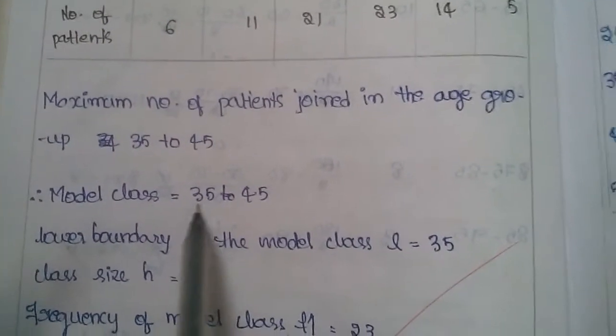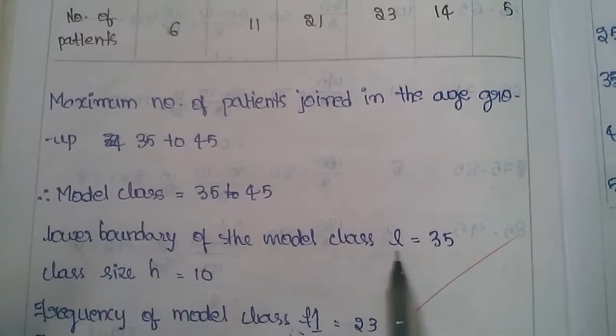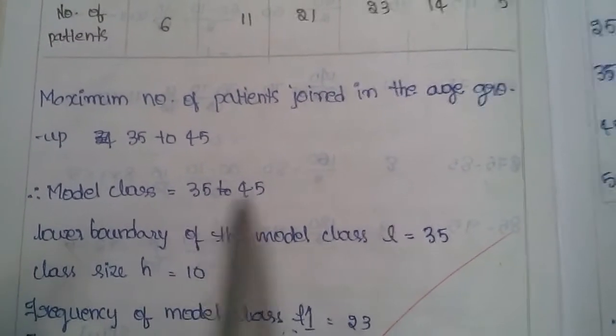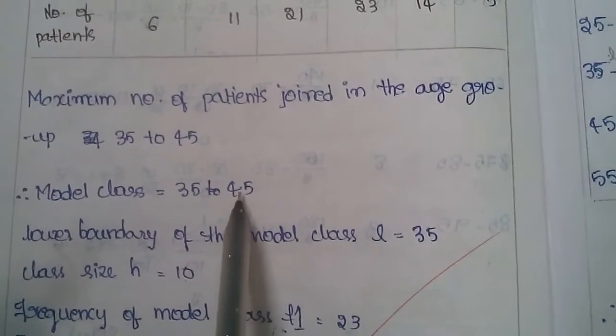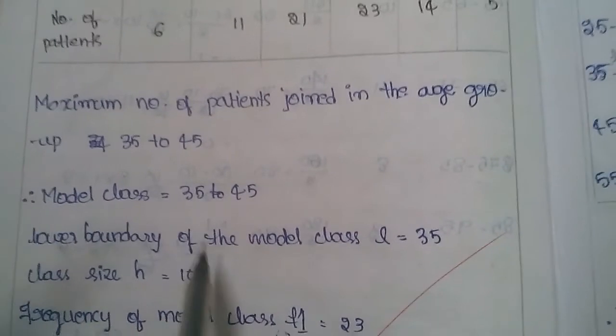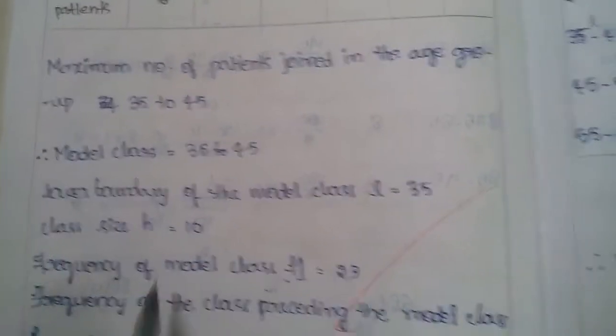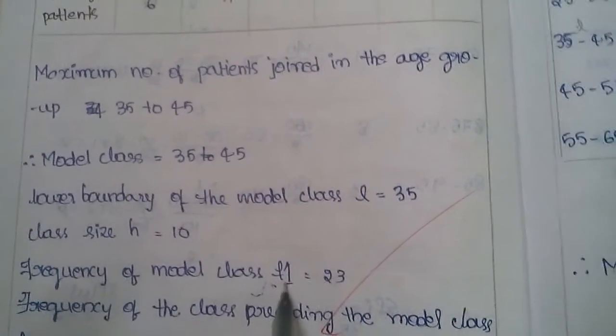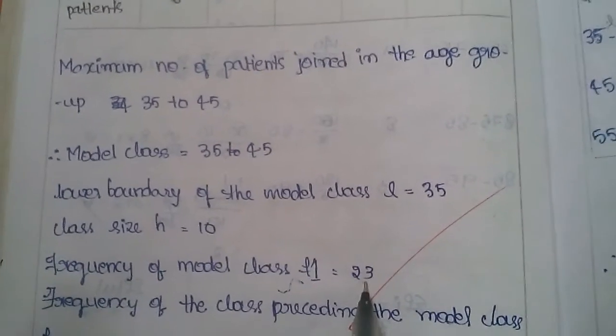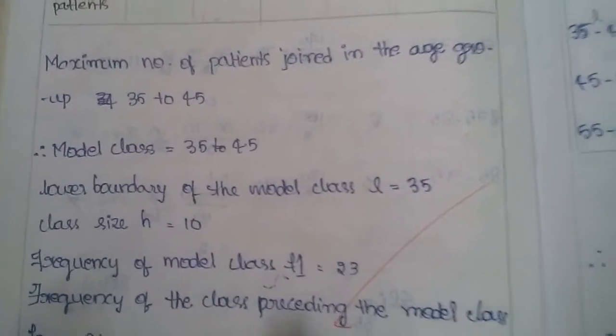So the least value can be taken as the lower boundary, and the difference, 45 minus 35, will get 10. 10 is the class size. The frequency of the modal class, f1, is equal to 23, which is the highest frequency of the given data.